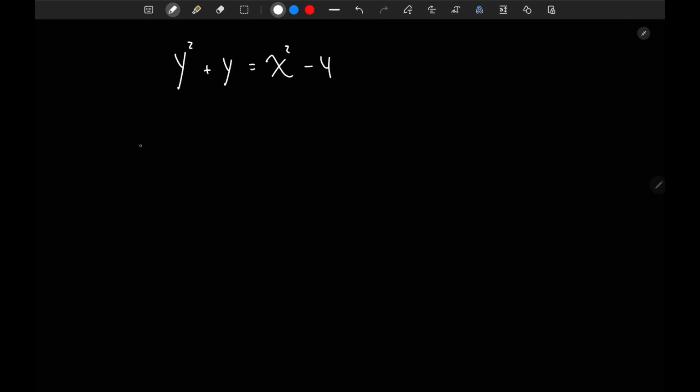Starting off this question like we did all the others, take the derivative of each side with respect to x.